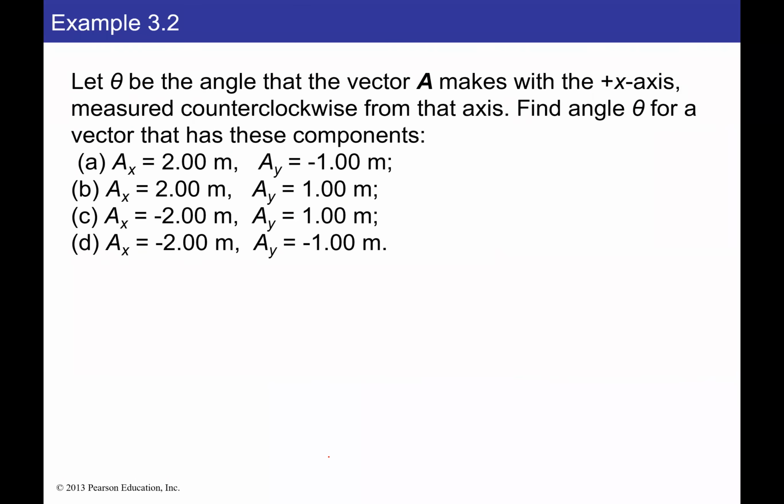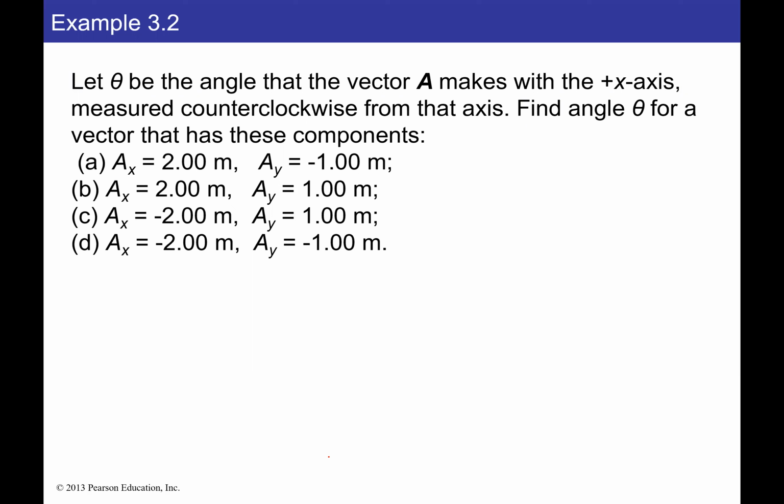All right, so let's look at some examples. Let theta be the angle that vector A makes with the x-axis, measured counterclockwise from that axis. So we're going to find the angle theta for a vector that has these components, and we're given A, B, C, and D. That means for each part, you have different components of the vector. And our goal is to find theta.